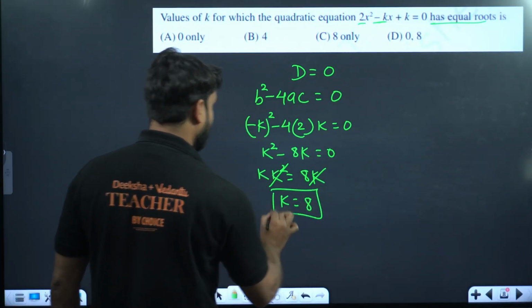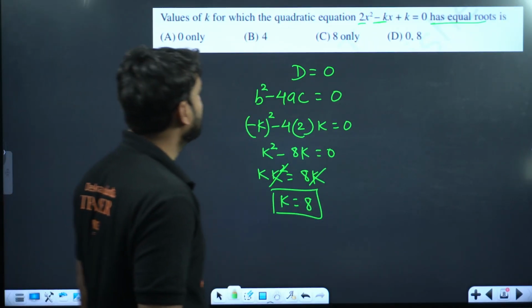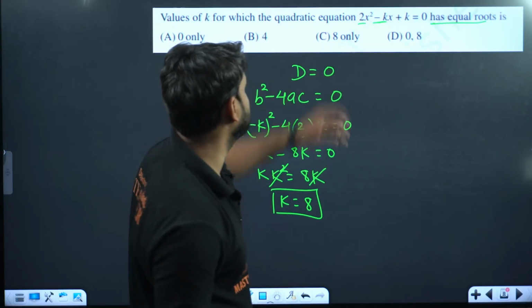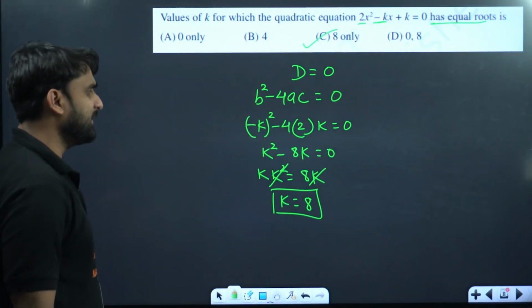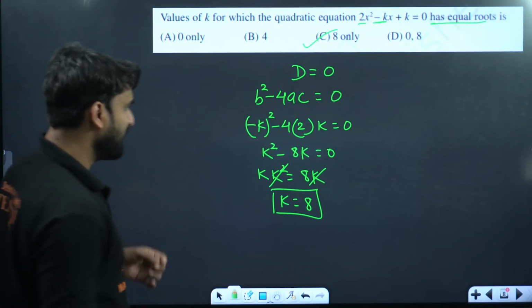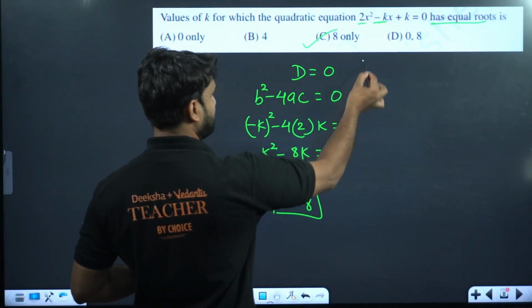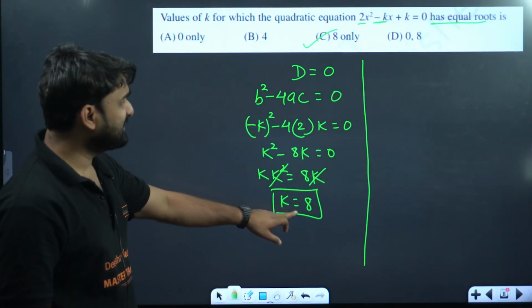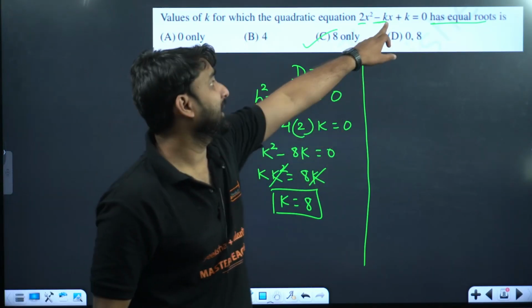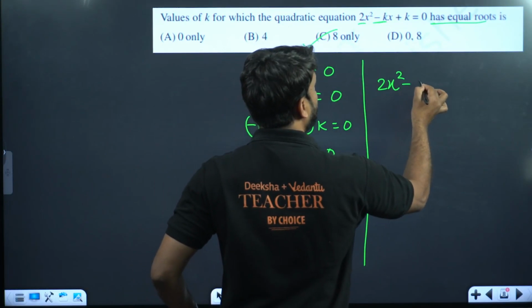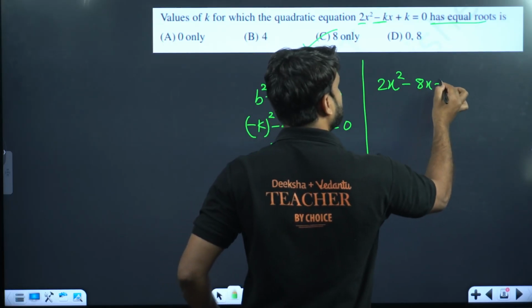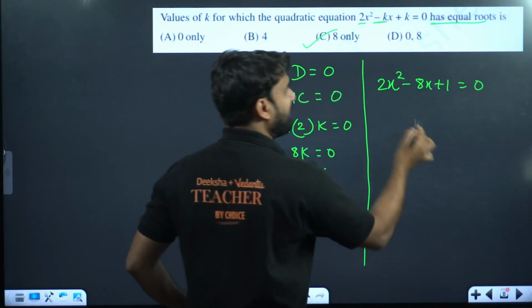We have 8 as the answer. So is any option there? 8 only. Yes, this is the answer here. One more thing, here we can verify. If you can check here, my dear champion, if k is equal to 8, put k there and check: 2x square minus 8x plus 1 is equal to 0. Now find out D.